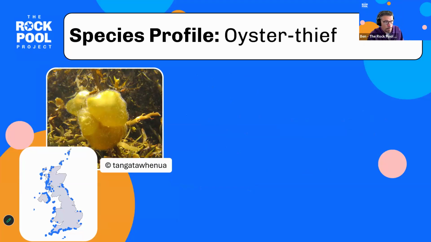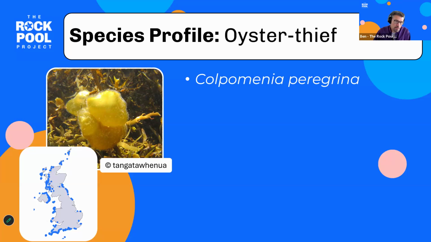Now we've got another seaweed here, and this is quite a long established non-native species called an oyster thief. And as you can see, it's found pretty much all around the country. Colpomenia peregrina is the scientific name for this one. That 3 to 9 centimetres is something of an underestimate, I would say. I've seen some that are plenty bigger than that, almost the size of a football. They can actually be almost blown up like a football. They have air trapped inside them.